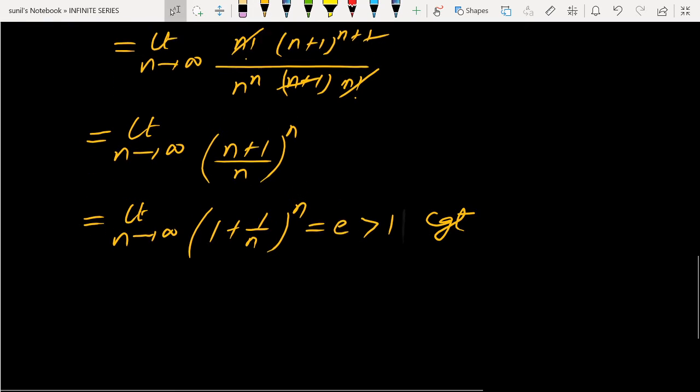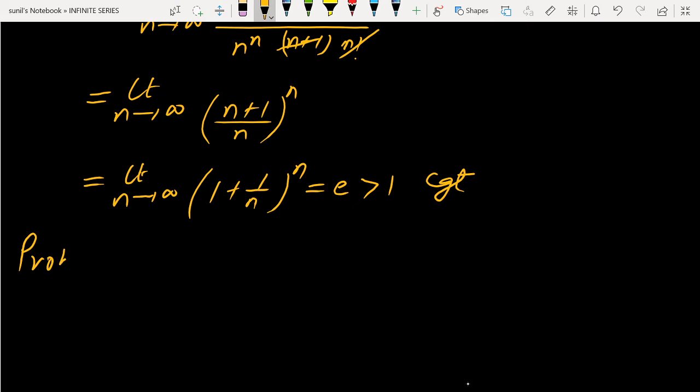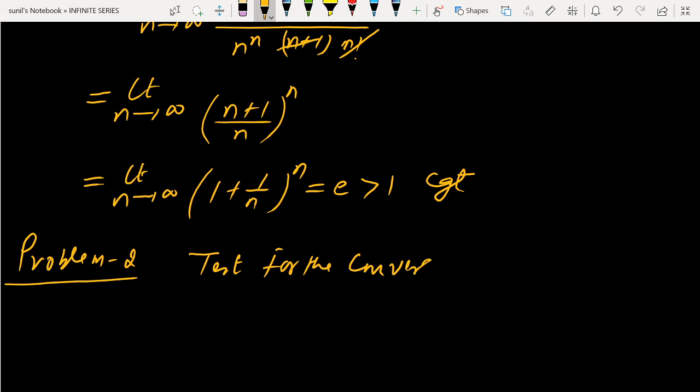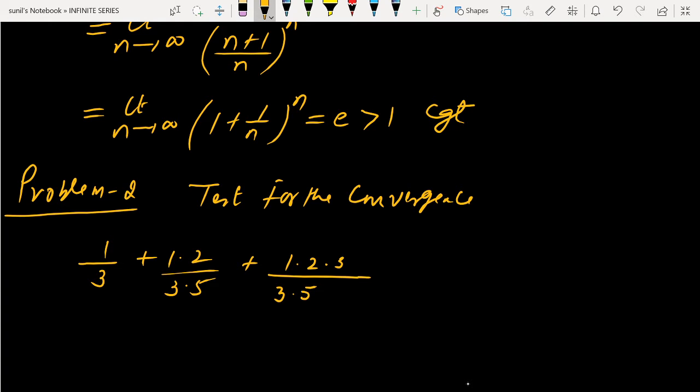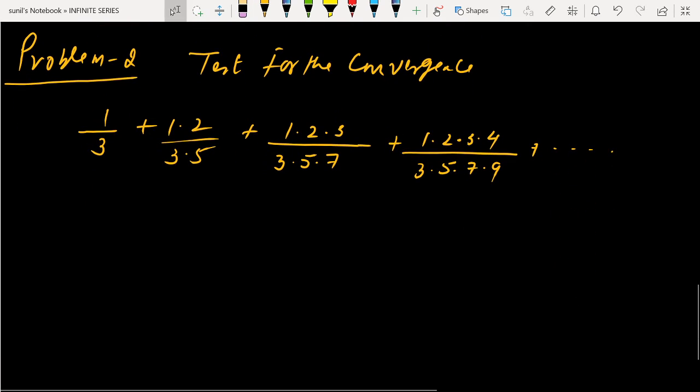Now let us consider one more problem, problem 2. The question is: test for the convergence. The series is something like this: 1 by 3 plus 1 into 2 upon 3 into 5 plus 1 into 2 into 3 upon 3 into 5 into 7 plus 1 into 2 into 3 into 4 upon 3 into 5 into 7 into 9, and so on. Now guys, what will we do here? I am writing its nth term.